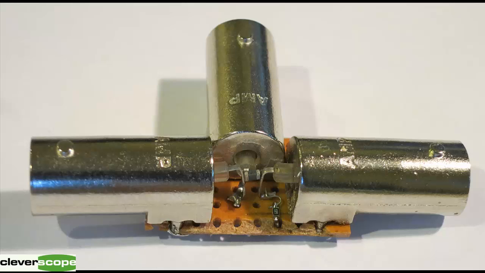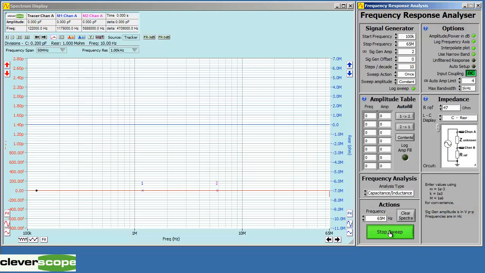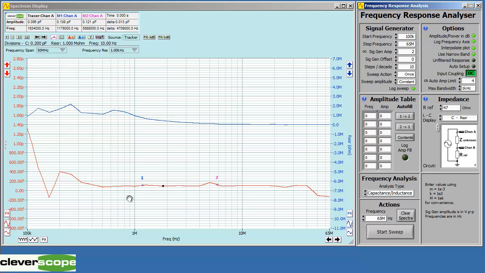So we took three BNCs, put them onto a bit of Veroboard with a 50 ohm reference resistor and connected it all up, as you can see. Here's a plot of the fixture we made with the three BNCs connected on Veroboard. As you can see, we're seeing a capacitance of plus or minus 200 femtofarads. So it's not too bad.